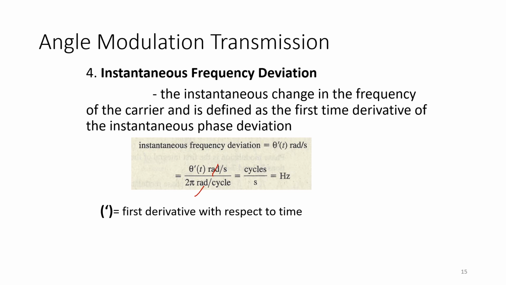So every time you see this apostrophe sign here, this means you are taking the first derivative with respect to time. Okay, so those are the four important things that you have to know: the instantaneous phase deviation, the instantaneous phase, the instantaneous frequency deviation, and the instantaneous frequency. So you have to take down notes of those things.